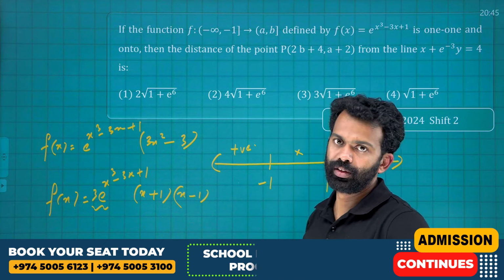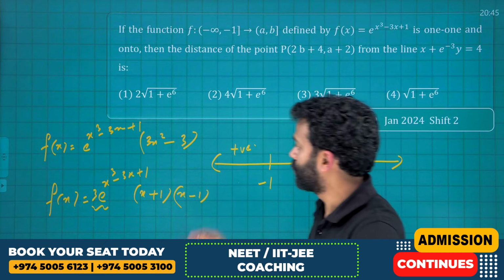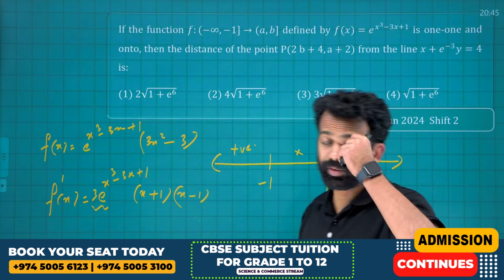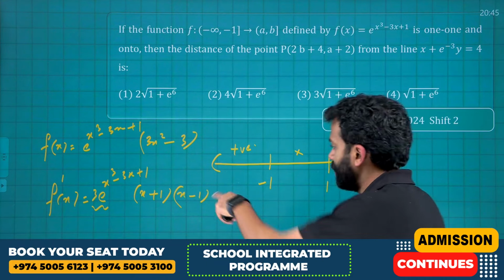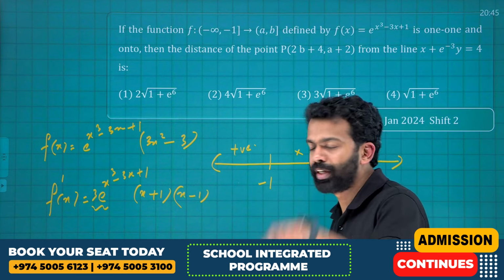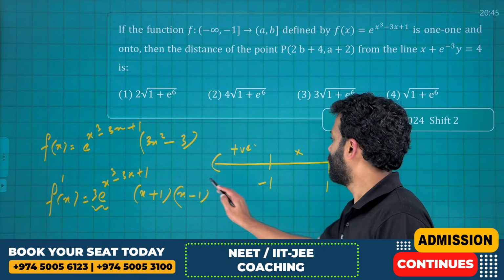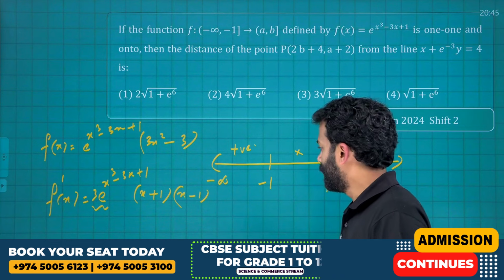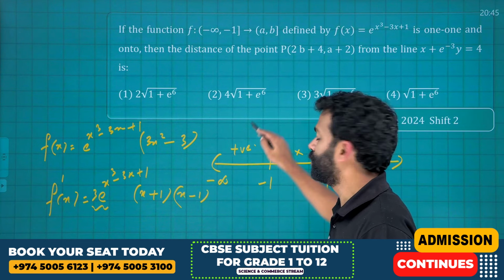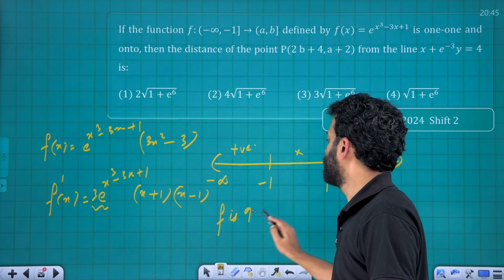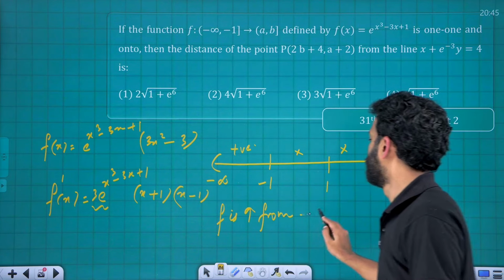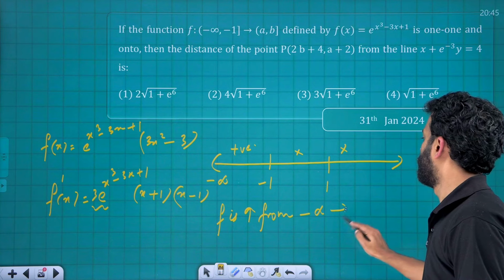What is the meaning of that? f dash of x is positive in this interval. So what is the meaning of that? It is increasing in the given interval. So here we have minus infinity. So it is increasing from minus infinity to minus 1. That is, f is increasing from minus infinity to minus 1.